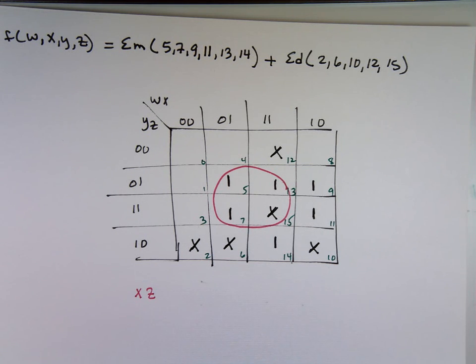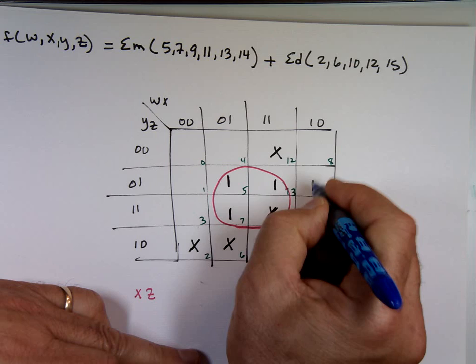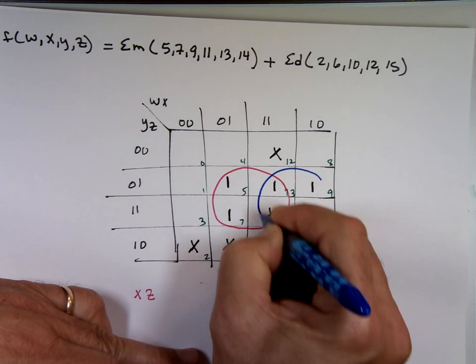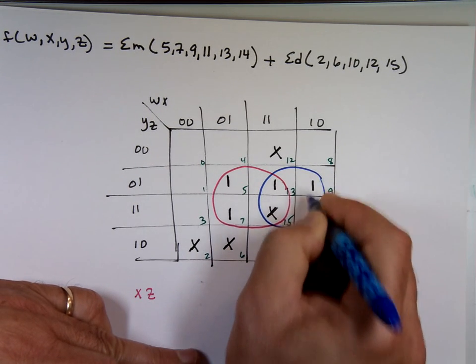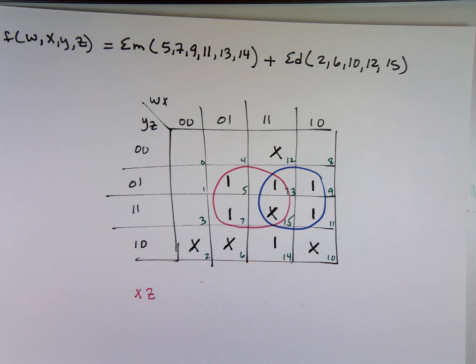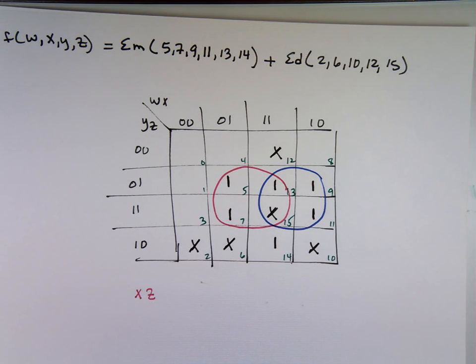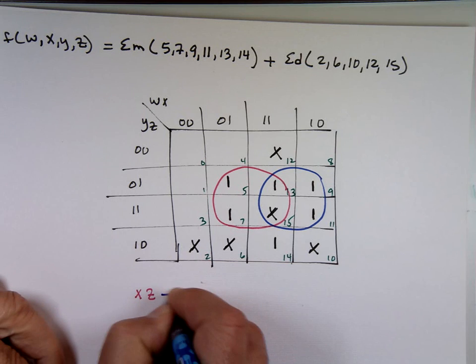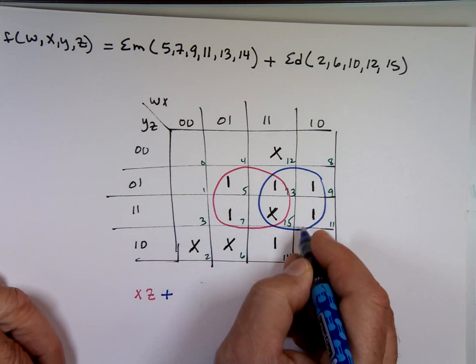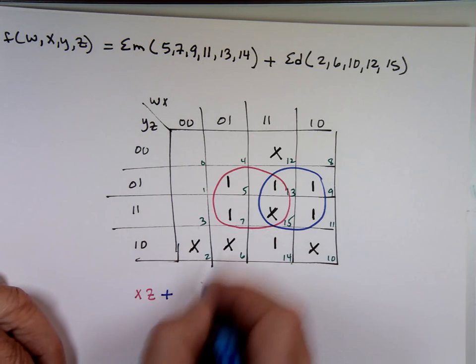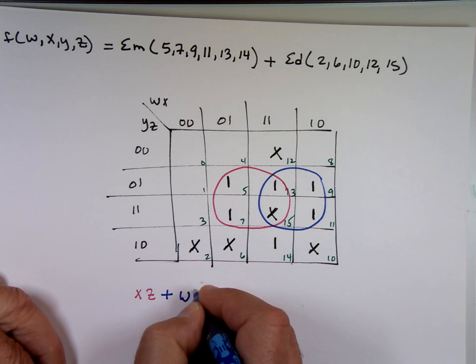The next one, I can take these 4 together to grab these 2 1s here. 4 is better than 2 1s. So instead of taking these 2 by themselves, I took it with this one. And that will be what? W and Z.